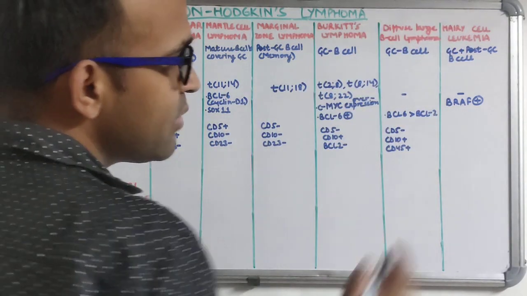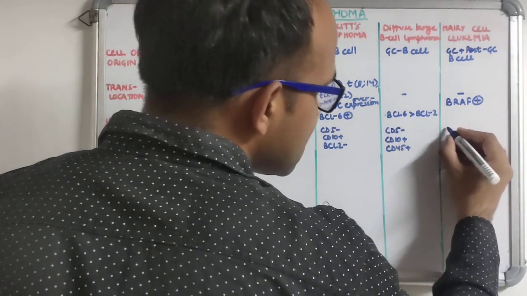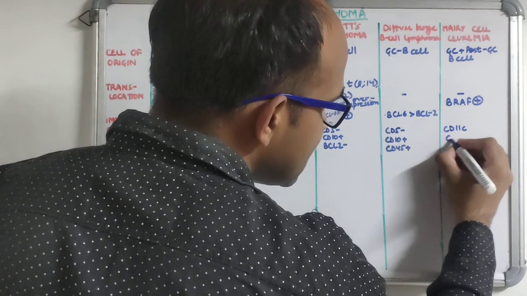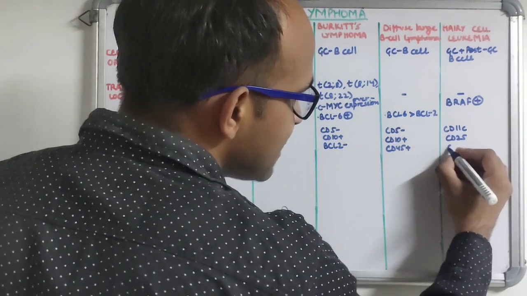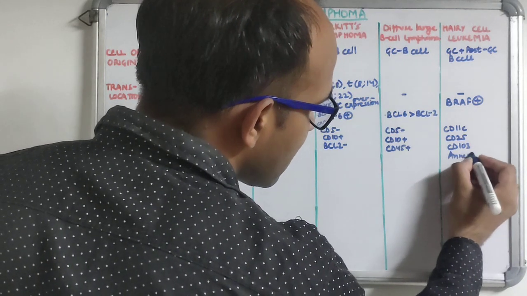Now hairy cell leukemia is different from the rest of the lymphomas. It is positive for CD11c, CD25, CD103. Also it is positive for annexin A1 and TRAP.